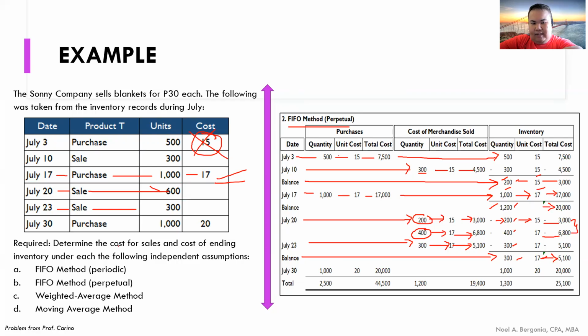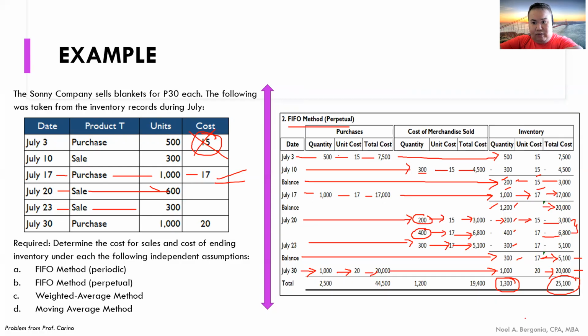Okay? And then finally, nung dumating si July 30, you have the 1,000 units, no, at 20 pesos. So that's 20,000. So we just simply add it, okay, on our inventory balance. So plus 1,000 yung units. So ang natitirang ending units natin is 1,300 which is the same doon sa FIFO periodic. No? And then for the ending total cost naman po, you have 5,100 as of July 23 and then idinagdag yung binili na 20,000. So we have an ending inventory as of July 30 na 25,100.